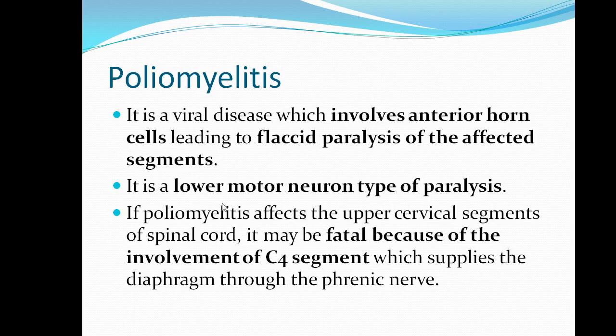A few clinical conditions are related. One is poliomyelitis. It is a viral disease which involves anterior horn cells, leading to flaccid paralysis of the affected segment. It is a lower motor neuron type of paralysis. If poliomyelitis affects the upper cervical segments of the spinal cord, it may be fatal because of the involvement of the C4 segment, which supplies the diaphragm through the phrenic nerve.